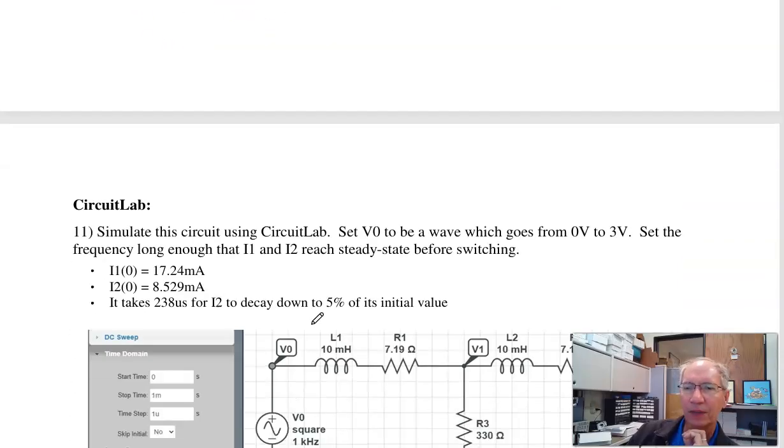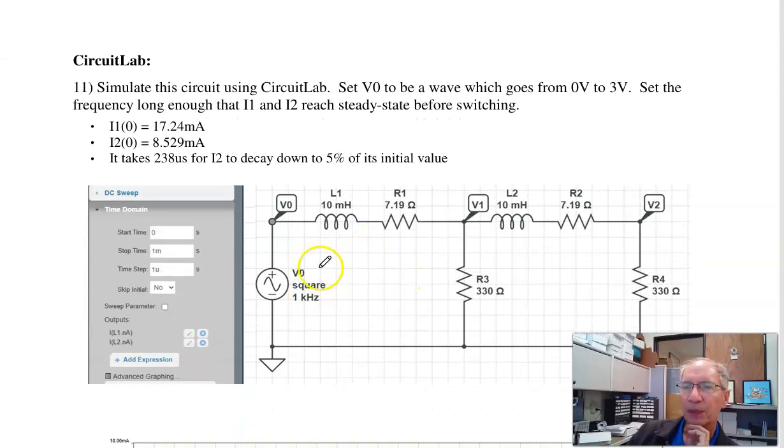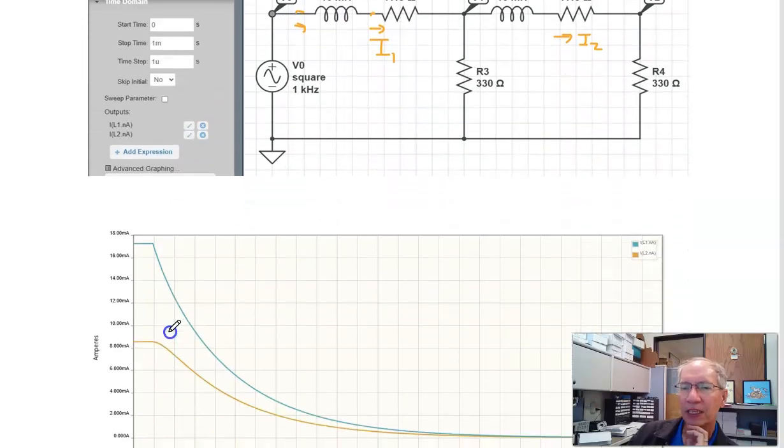To check, I can throw it in CircuitLab, build the circuit, and measure the current, which can be either at this point, the current through the inductor, or at this point, the current through the resistor. Either one of those is I1. Likewise for I2. Find I1 of t, find I2 of t, and plot it.